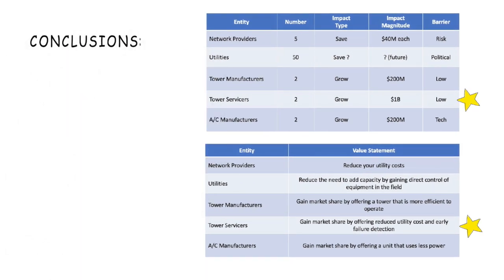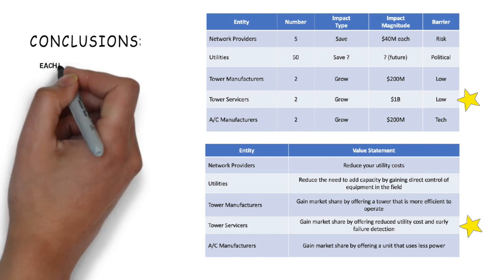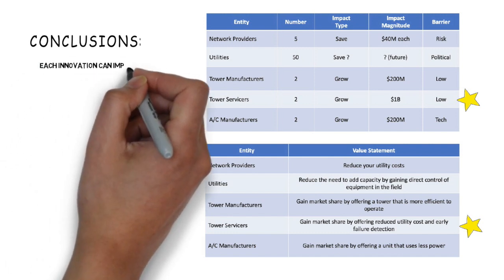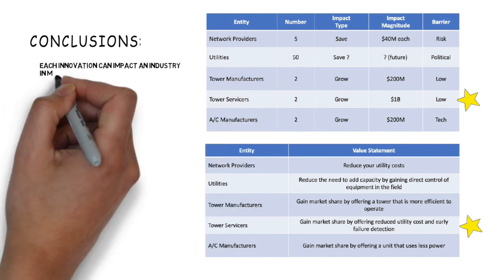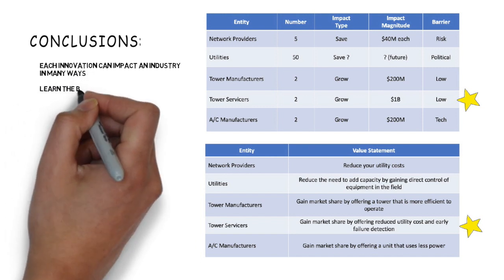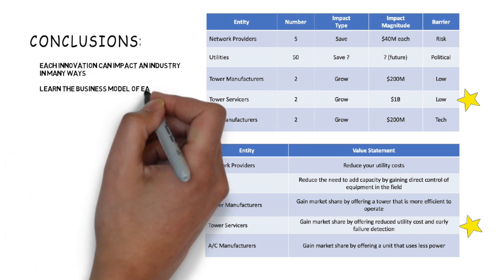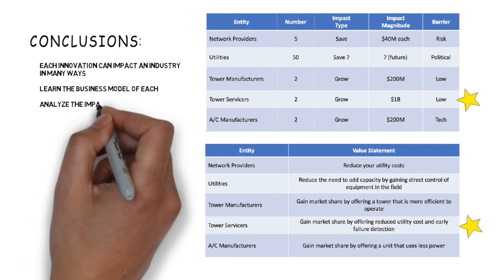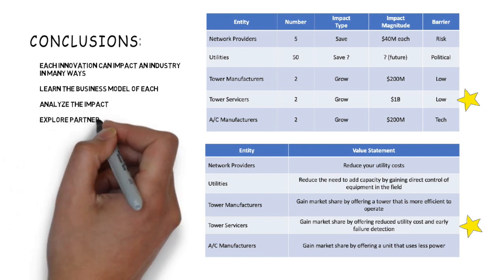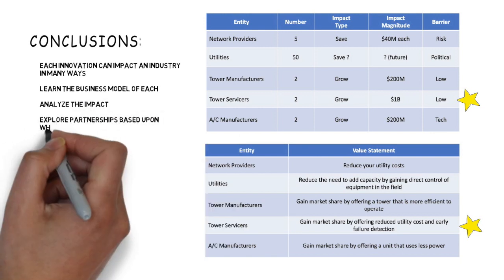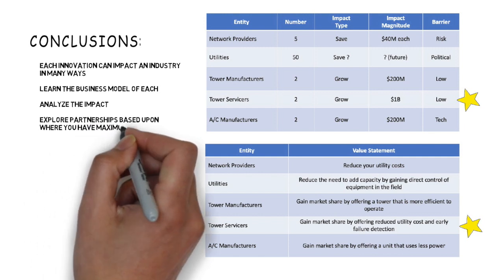So in conclusion, every innovation has the potential ability to impact many different categories of business. You must learn the business model of each constituent in the ecosystem that you're trying to impact and explore the potential value that you can have to each competitor in their ecosystem.